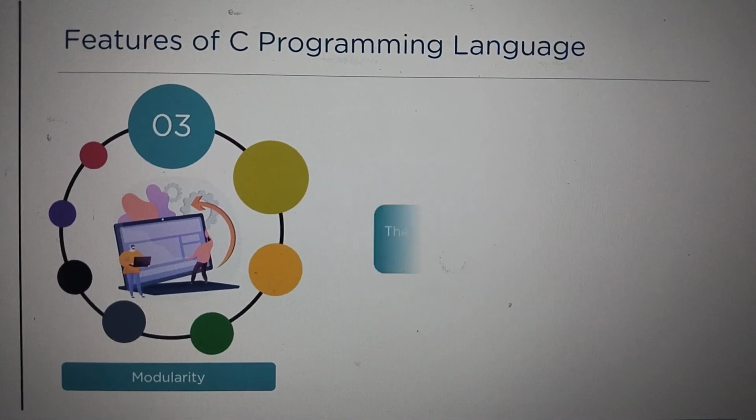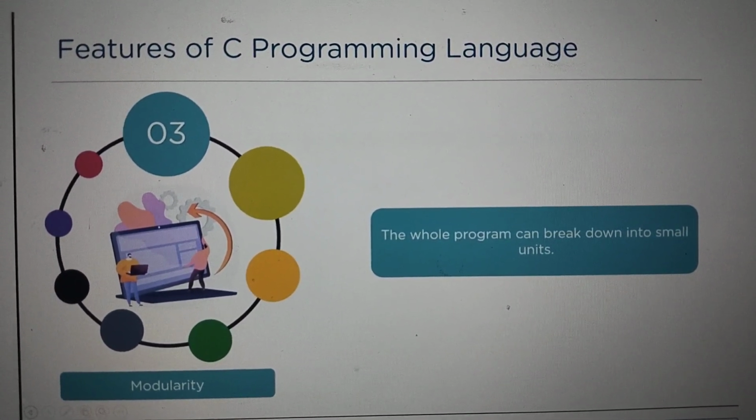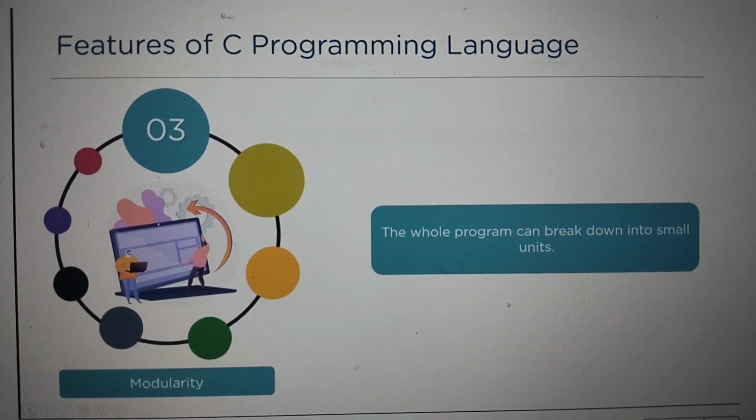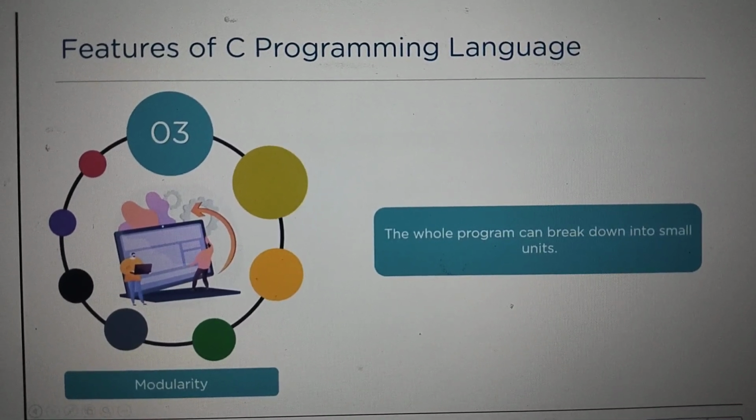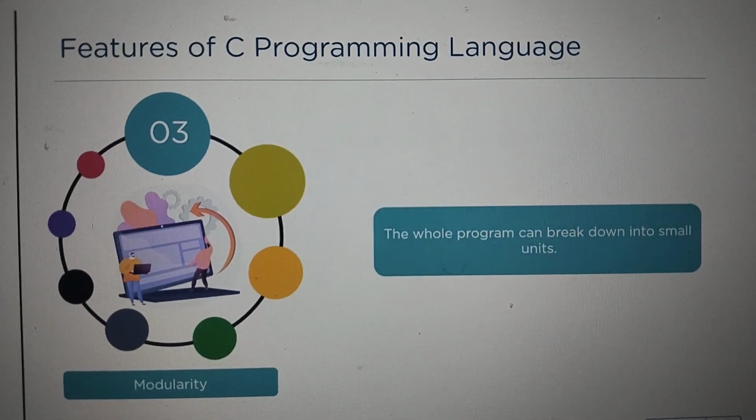Next, the whole C program can be divided into individual and functional units. It means every individual function in the program acts as an independent unit to perform a specific task or an operation and is also capable of running separately.